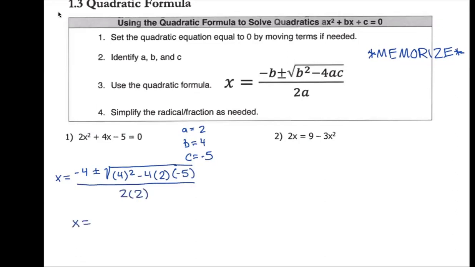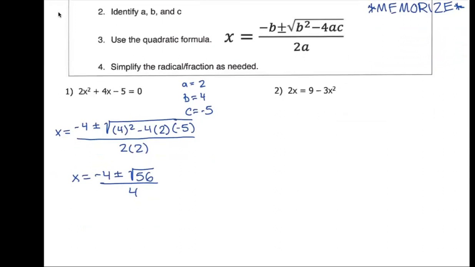Personally, so I don't make any errors, I just type in everything underneath the square root sign. So I type in 4 squared, again in parentheses, exactly how I have it written, minus 4 times 2 times negative 5, exactly how I have it written, and it's 56. So my next step is I would write negative 4 plus or minus the square root of 56 all over 4. You do have to simplify as needed.